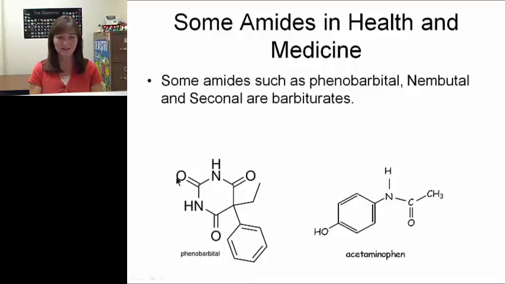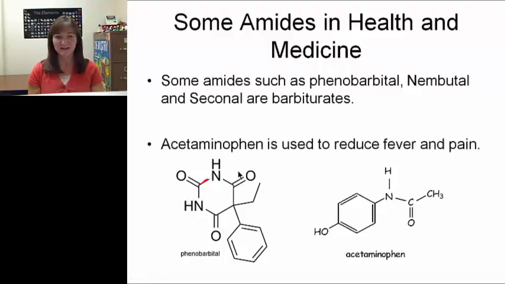So this one actually you can go to either one of these carbonyl groups, but a carbonyl group bonded to a nitrogen is our indicator that we have an amide. Acetaminophen is used to reduce fevers and pain, so if you've ever wondered what that molecule looked like. And can you identify the amide group? And that would be right here. Carbonyl group bonded to the nitrogen.